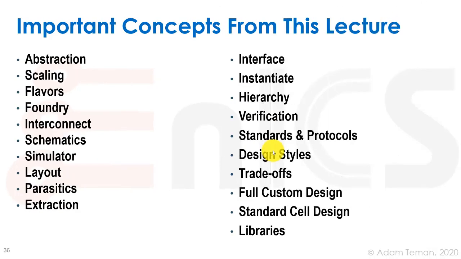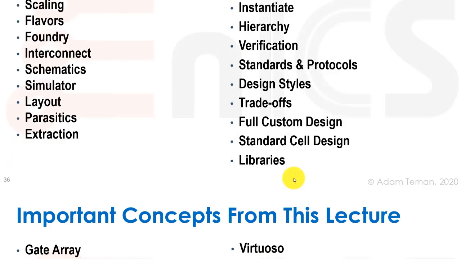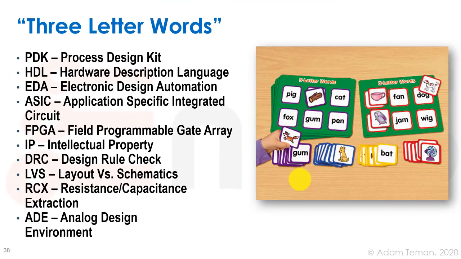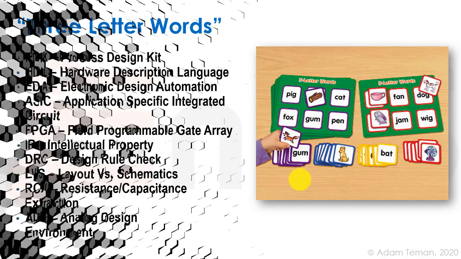So that's all for this lecture. We talked about a lot of concepts. You can see them all down here, and they're worth knowing, all this terminology. A lot of complex concepts we discussed in this lecture. Okay, lots of three-letter words: PDK, HDL, EDA. Some four-letter words: ASIC, FPGA. Some two-letter words: IP, DRC, LVS, RCX, ADE. All kinds of things like that.